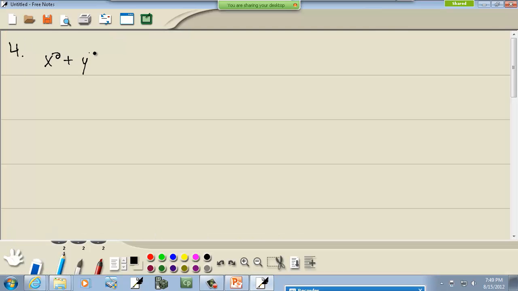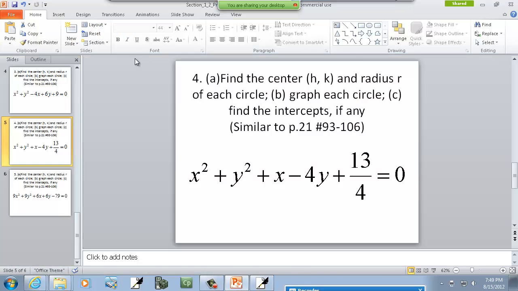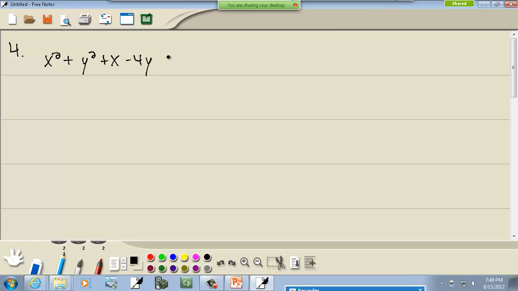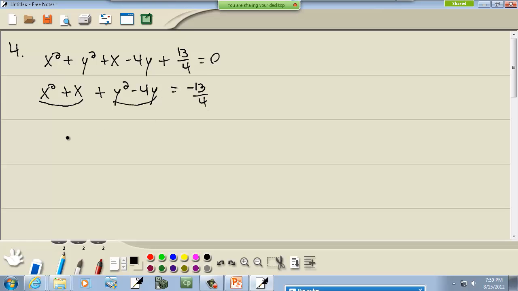So I got x² + y² + x − 4y + 13/4 = 0. Okay, now we're going to complete the square on this. We're going to group the x's together. So I got x² + x. Group the y's, so I got y² − 4y, and we'll take the number to the right side. So that becomes a negative 13/4.